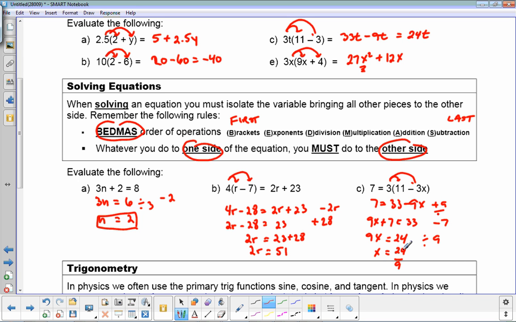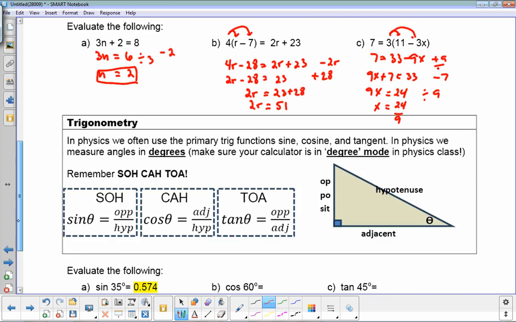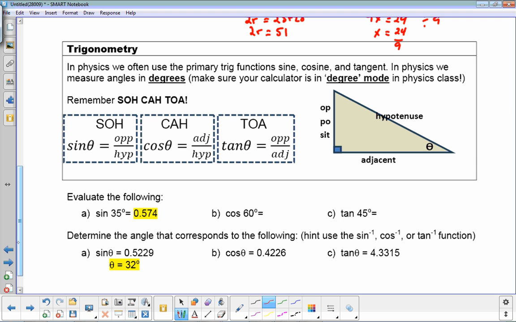So basically, that's all you do. So again, for solving equations, you want to remember that you do BEDMAS, order of operations, and then whatever you do to one side, you have to do to the other side. We're also going to be reviewing some trigonometry. We're just going to be doing the basic trig functions.